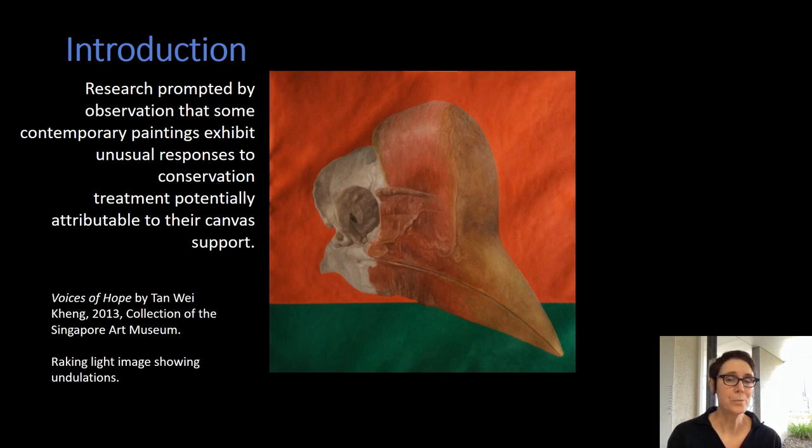This research was also prompted by observations over a number of years that some contemporary paintings exhibit unusual responses to conservation treatment, which is potentially attributable to their canvas support. You all know what I mean. Some paintings are so stretchy that you can key them out forever. Others have creases that are not able to be set flat using humidity and weight. Some priming seems to tolerate high temperature without change, and others show unusual priming discoloration or even delamination of subsequently applied oil paint.